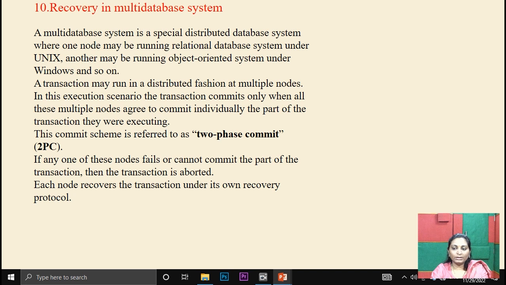These two nodes give their permissions for execution, and this commit scheme is referred to as two-phase commit, 2PC. If any one of these nodes fails or cannot commit its part of the transaction, then the transaction is aborted. Abort means rollback. Each node recovers the transaction under its own recovery protocol.